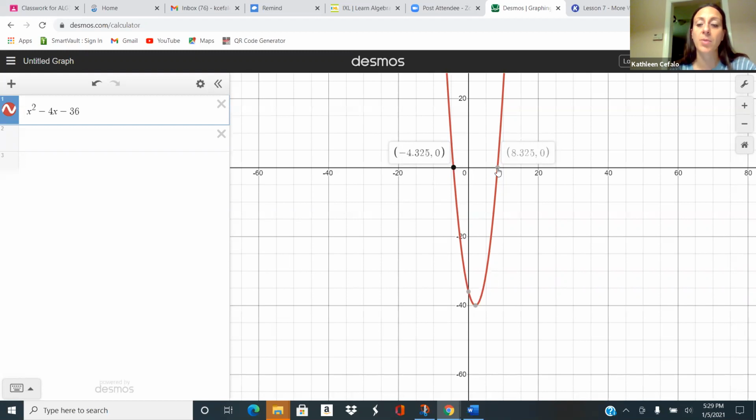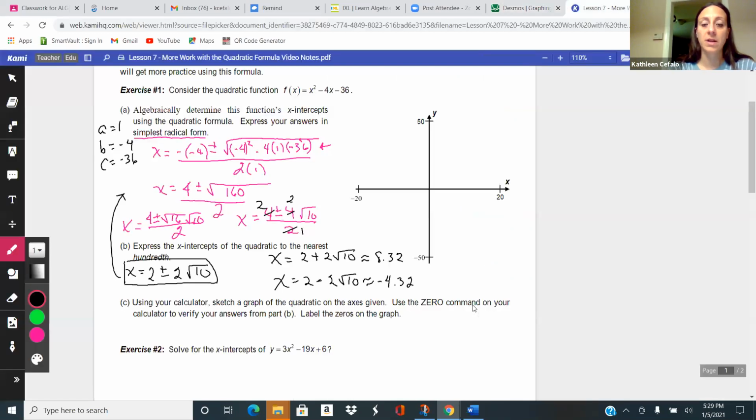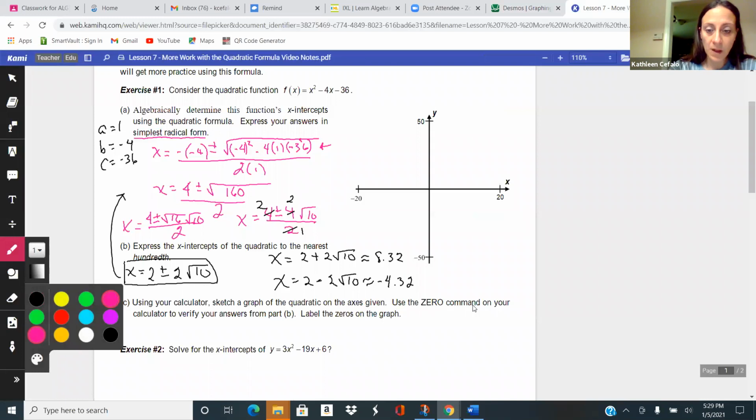And now a couple of other points to take note of if you were to sketch this on your graph. The y-intercept is at (0, -36), and we have our turning point at (2, -40). So if we were to actually graph this out, a couple of things we could mark on here. We know the y-intercept we said was at about (0, -36).